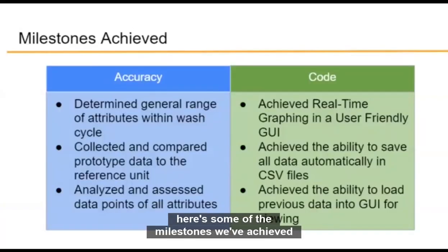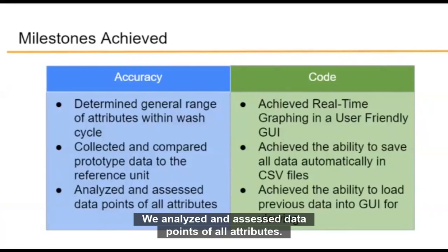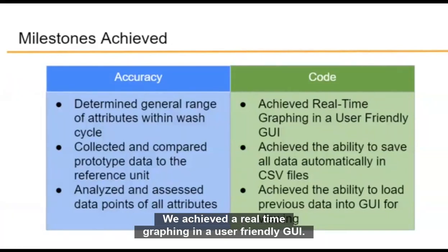To summarize, here are some of the milestones we've achieved over the course of the year. We determined general range of attributes within the wash cycle. We collected and compared prototype data in comparison to the reference unit. We analyzed and assessed data points of all attributes. We achieved real-time graphing in a user-friendly GUI. We achieved the ability to save all the data in CSV files, and we achieved the ability to load the previous data into a GUI for viewing.